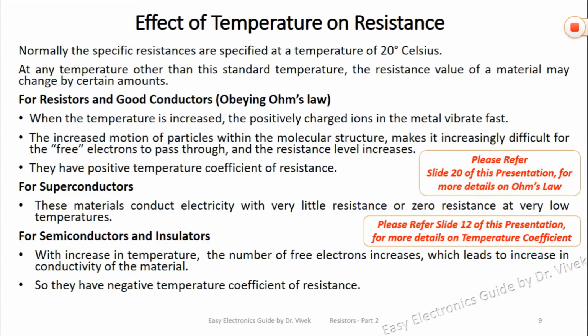Superconductors are a subclass of these type of materials which exhibit almost zero resistance at low temperature. For semiconductor and insulator, when temperature increases, the number of free electrons increases. So the conductivity will increase. They have negative temperature coefficient of resistance as resistance will decrease when temperature increases.